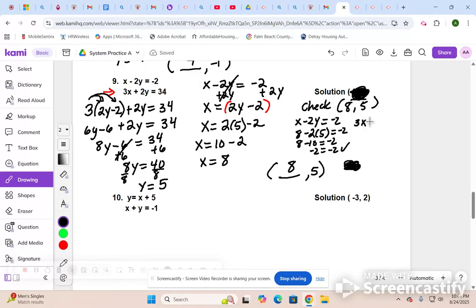See if it checks in the second equation. It has to work in both. 3x plus 2y equals 34. 3 times 8 plus 2 times 5. Is that 34? Well, that's 24 plus 10. That does equal 34. 34 equals 34. That means this is correct.